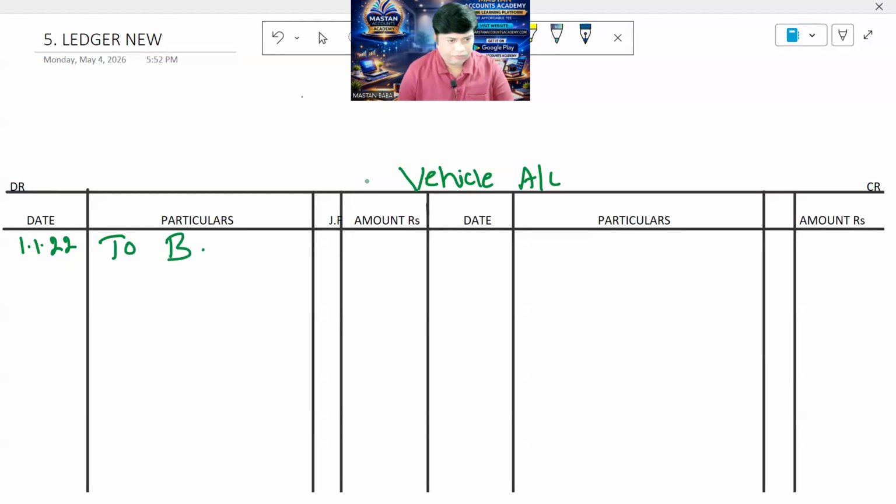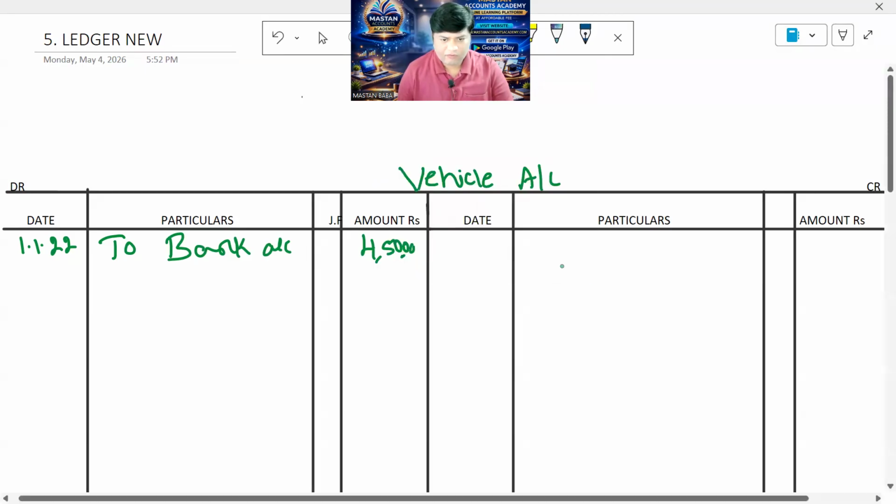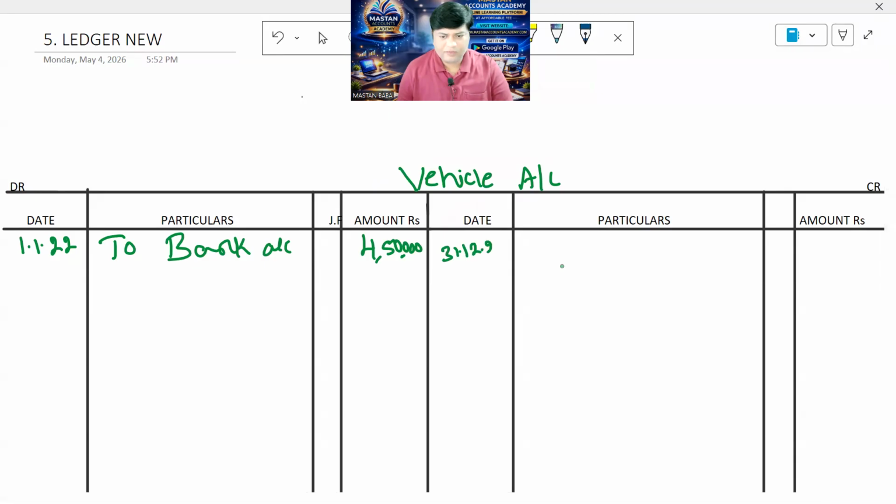To bank account. What is the cost of the asset we purchased? 4,50,000. And they're following the calendar year, so 31st December 2022, by depreciation account. They have clearly mentioned they are following the written down value method. Rate of depreciation is 20%.